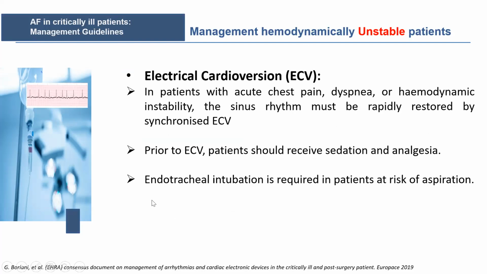And the main, golden therapy, of course, in this hemodynamically unstable patient is emergency electrical cardioversion. Any patient who has huge chest pain, dyspnea, or hemodynamic instability, you should go for electrical cardioversion. And before doing electrical cardioversion, if you can, give the patient adequate sedation and analgesia. And if there is a risk of aspiration, then you will proceed with securing the airway by endotracheal intubation.